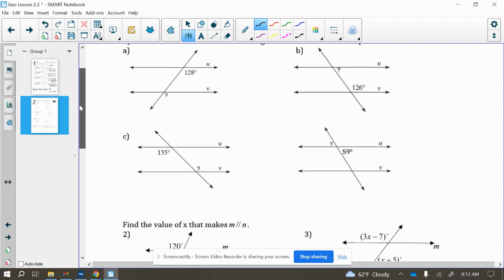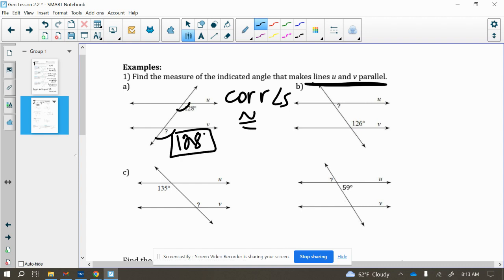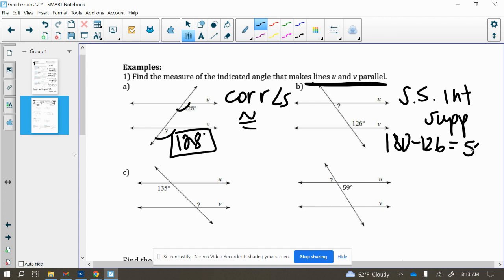All right, so let's look at some examples. For instance, if we want to make sure that the measure of this angle will make these lines parallel, well, first of all, 128 and the question mark are an example of corresponding angles. And we know that our angles must be congruent in order for the lines to be parallel. So the question mark would also have to be 128. In letter B, in order for U and V to be parallel, these are same side interior. So we know these angles would have to be supplementary. So 180 minus 126, we know that this would have to be a 54-degree angle in order for them to be parallel.